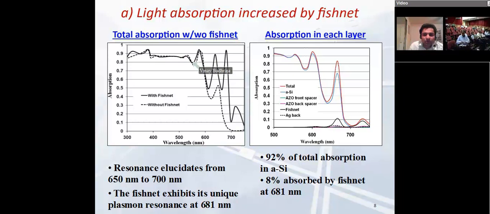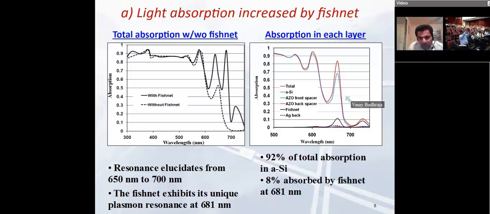We don't need to increase the absorption everywhere, so we design the fishnet pattern and simulate it so that it gives the resonant frequency at the wavelengths between 600 to 700, because at these wavelengths the absorption is low. So to increase the absorption, we use the fishnet pattern and it enhances the absorption.